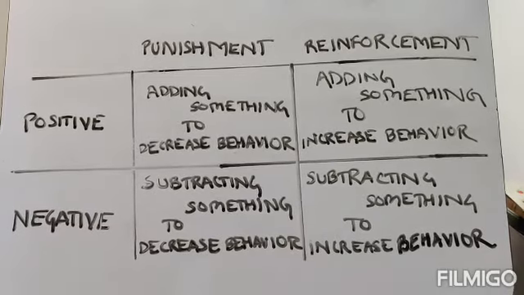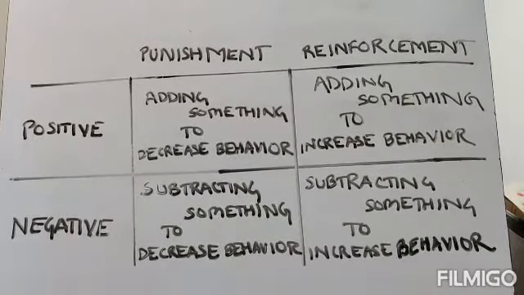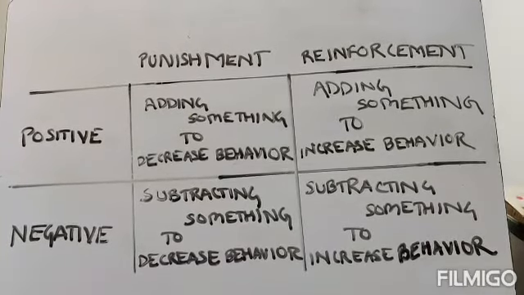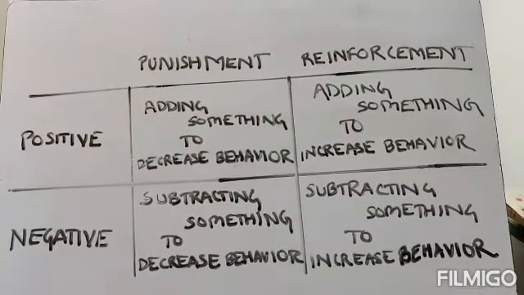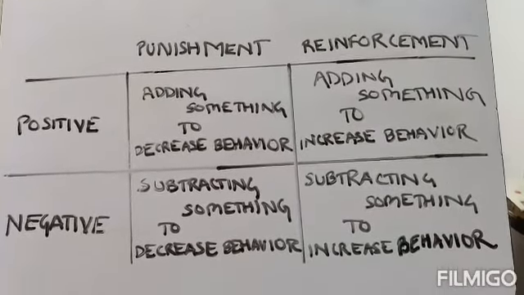Now, let's see the final type of operant conditioning, which is known as extinction or negative punishment. Here is a chart showing the different types of operant conditioning. It can be broadly divided into 2 categories, punishment and reinforcement, which can further be broken down into positive or negative depending on the means involved.